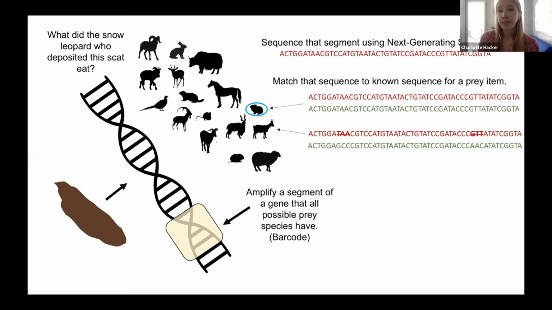And then you're going to match that sequence to what you already know to be a known sequence for the prey item. So a reference sequence that you've probably pulled from somewhere like NCBI or the database that Byron walked us through in the last talk there. And so if you have a perfect match, then you can discern, okay, this snow leopard ate a pika. Whereas if you have an imperfect match, then you can rule out a prey item. So for example, that sequence doesn't match with domestic goat. That snow leopard didn't eat a domestic goat.